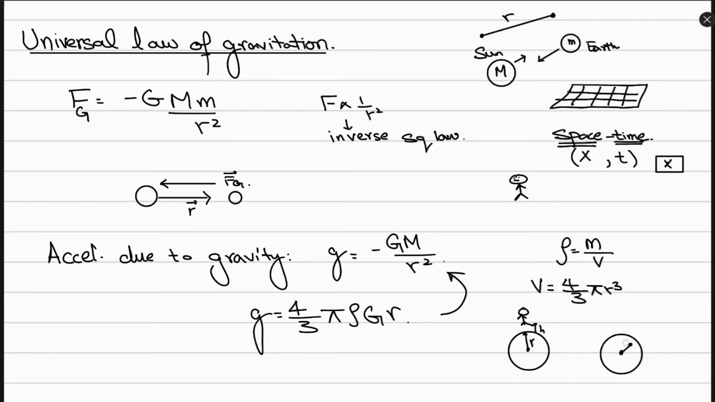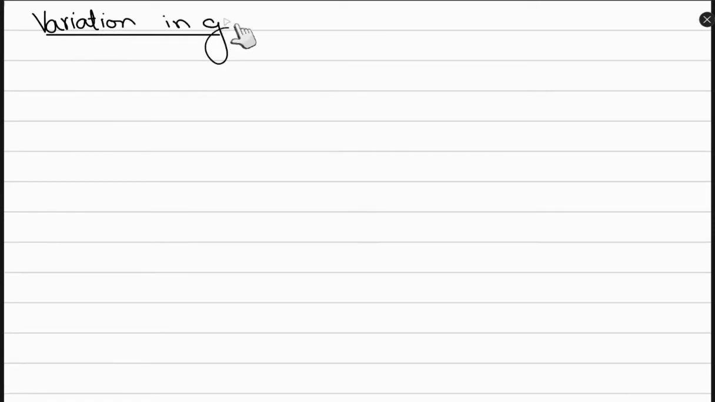Or you could also think about this: this is the earth, and on the north pole, for example, the gravity of the earth would be something else compared to the gravity of the earth on the south pole, and the gravity on, let's say, the equator of the earth. So let's discuss this case in detail further, as the variation in the acceleration due to gravity.